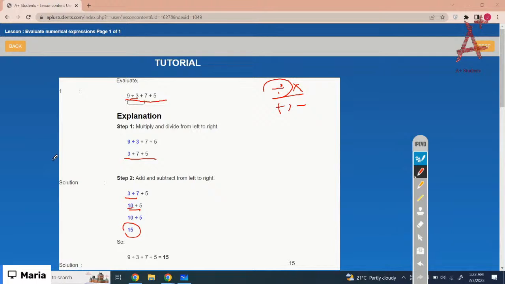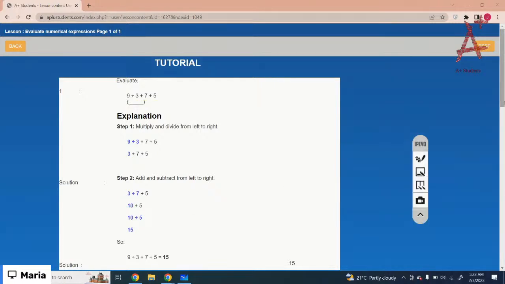If in the left you have division first, do division first. If you have the multiplication first, you have to do multiplication first. And for addition and subtraction, that is the rule. You have to do from left to right. Got it? Okay, let's see the next example.